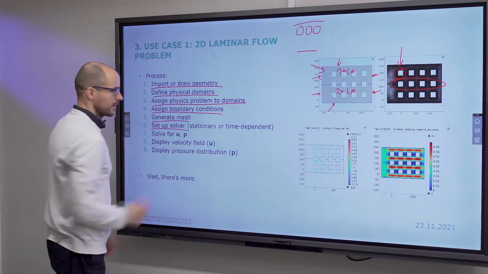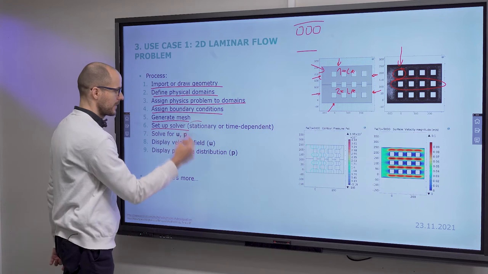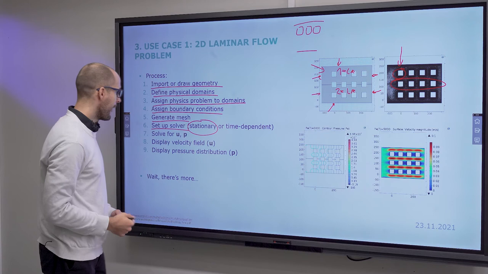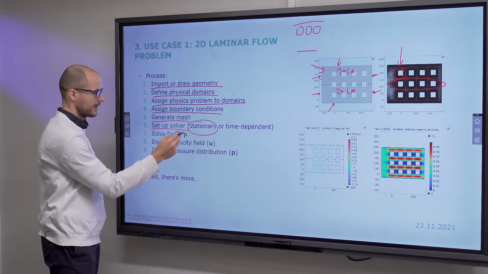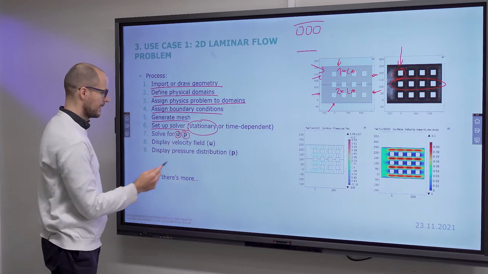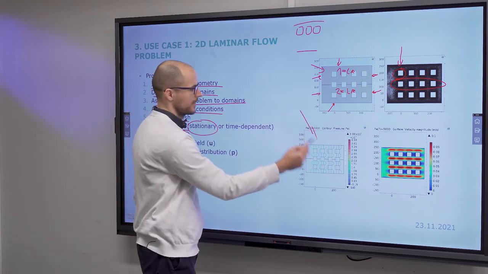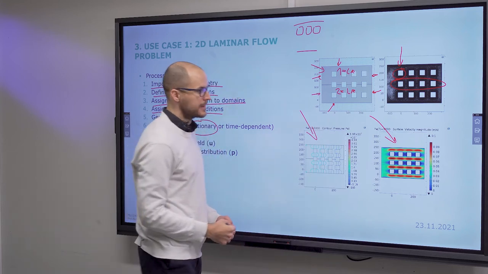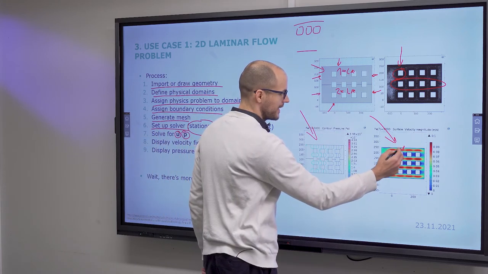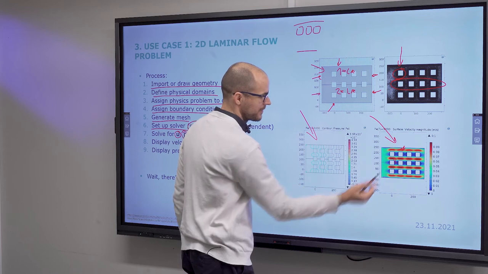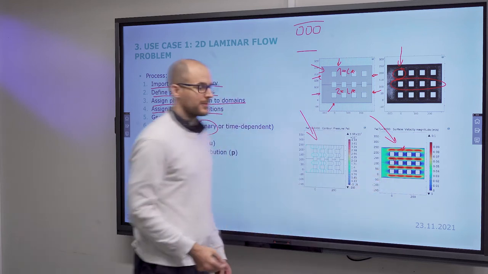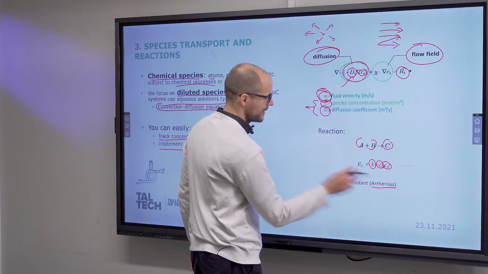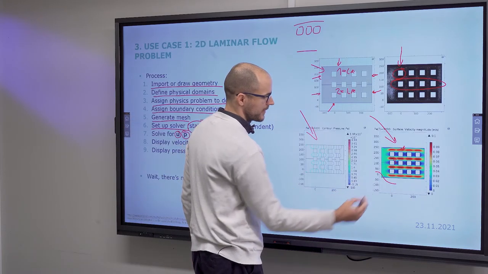And then you set up the solver. In this case, we will do a stationary simulation, so it's not time dependent. And you solve for the flow velocity and pressure. And then what you have here is the pressure distribution and the flow velocity distribution. Obviously, velocity is the highest between the pillars and the lowest after the pillars. And you can also see that there is no turbulence.